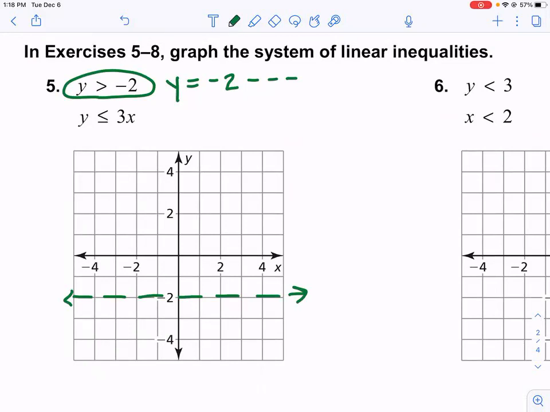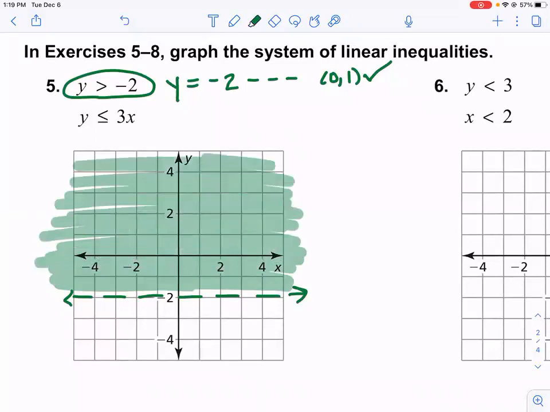Okay. Now, Colin, what point do you want to pick to test? 0, 1. Interesting. And when I plug 0, 1 into my inequality, 1 is y, is 1 bigger than -2? Okay, so I'm going to take my green highlighter. So shade very lightly, please.